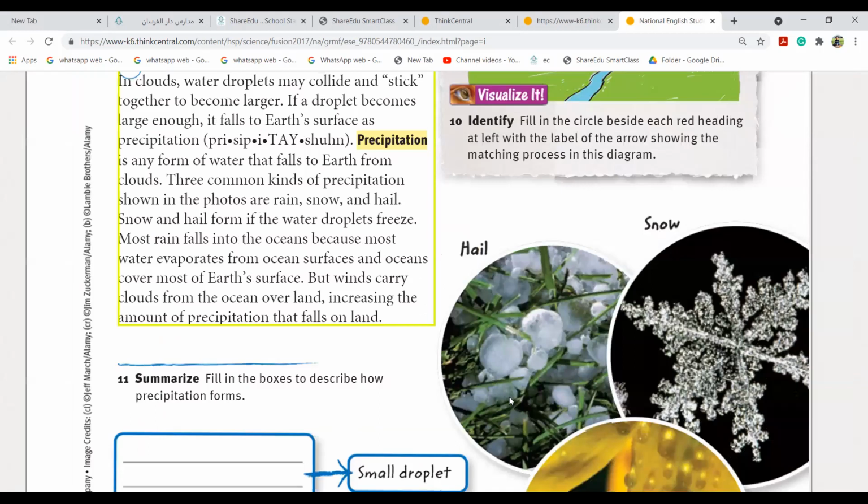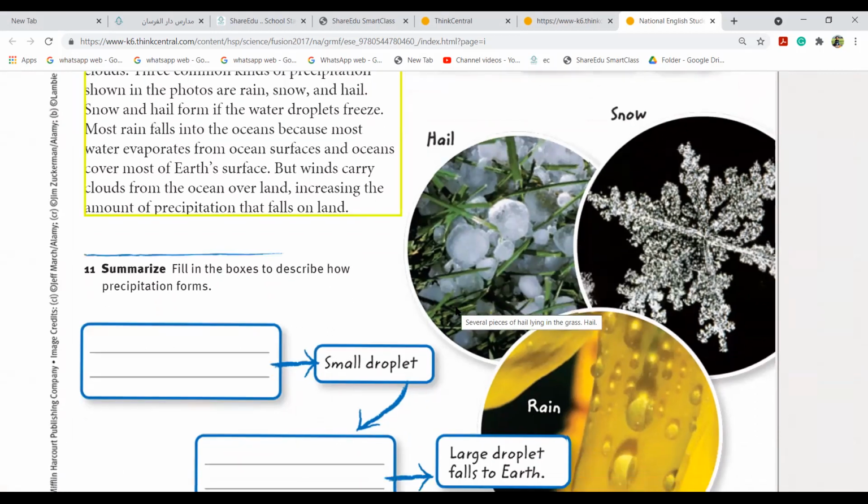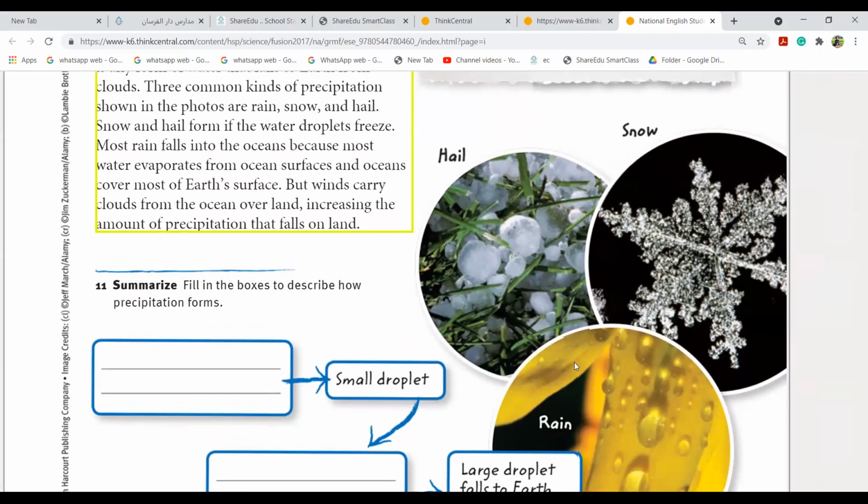Have you seen hail, girls? Did you see hail? These pieces which come and bang your head? Did anyone experience hail or snow? Rain, yes, I know that every one of us has experienced it. Miss, what is hail? Hail is like, you know, in your freezer you have ice cubes, like those ice cubes fall from the sky. Did you ever see that?